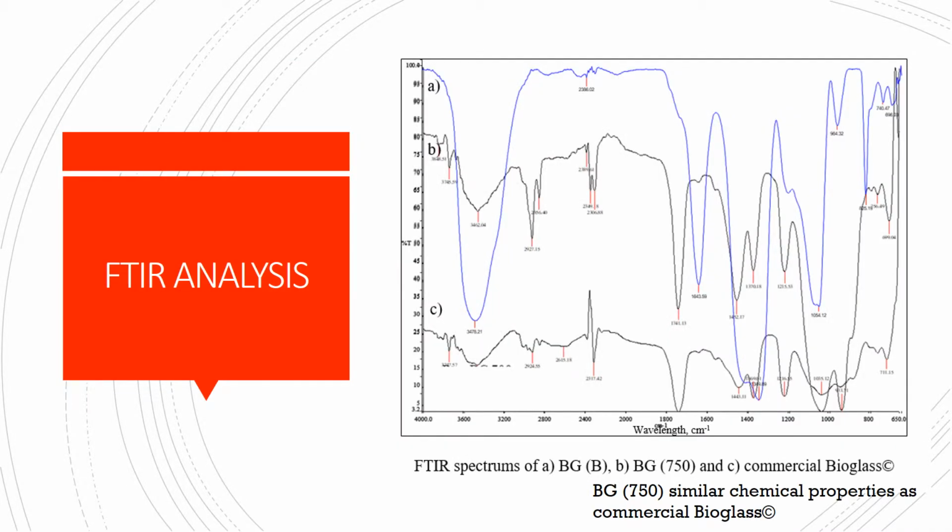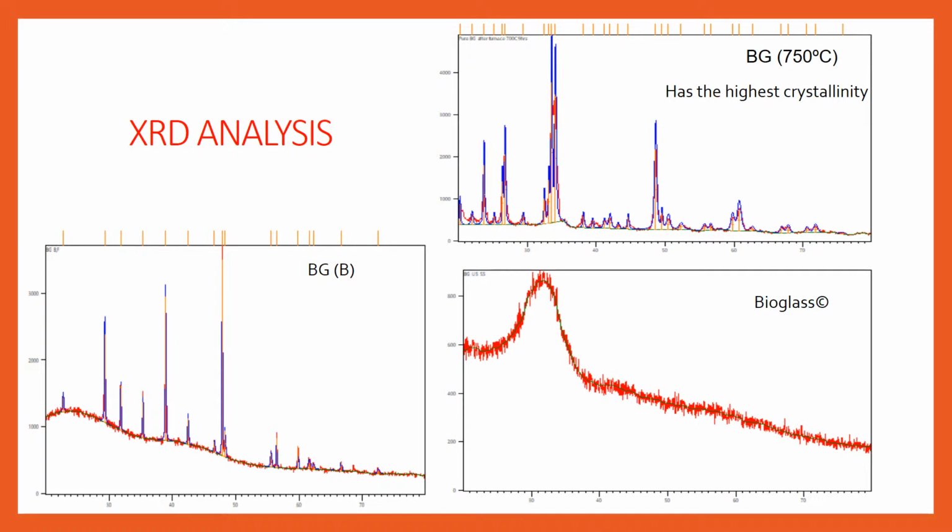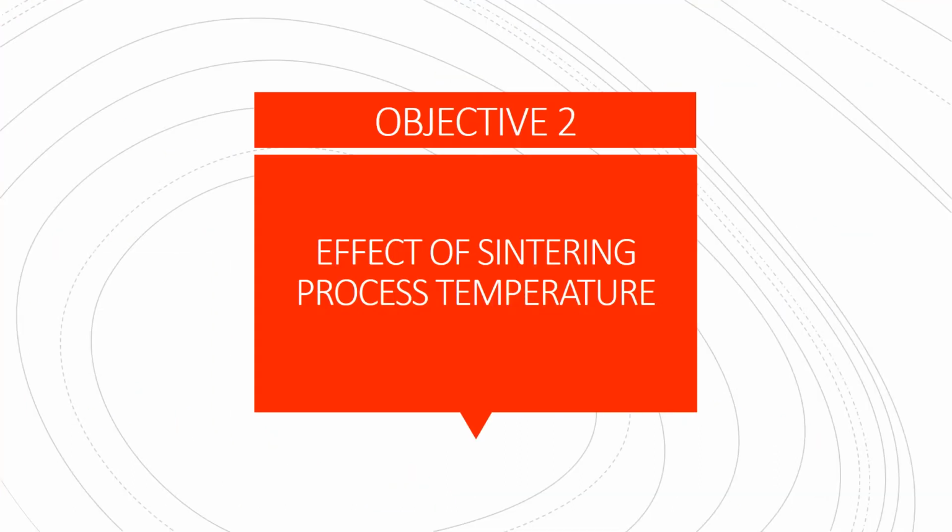As for the FTIR analysis, it was found that bioactive glass after sintering at 750 degrees Celsius had the similar chemical properties as the commercial bioactive glass. For the XRD analysis, bioactive glass with 750 degrees Celsius sintering had the highest crystallinity compared to bioactive glass before sintering as well as commercial bioglass.